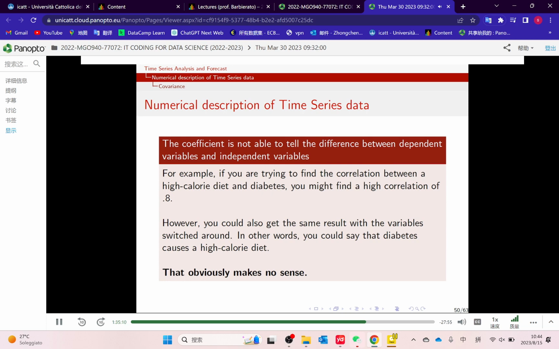If you revert the variables, this still holds. Now, in the first case, you might say, it's really true that if your diet is made of sugar and pastries, cakes, croissants, and so on. But that means if you swap, you are forced to conclude that diabetes forces you to have a diet with a lot of sugar, which is not true.